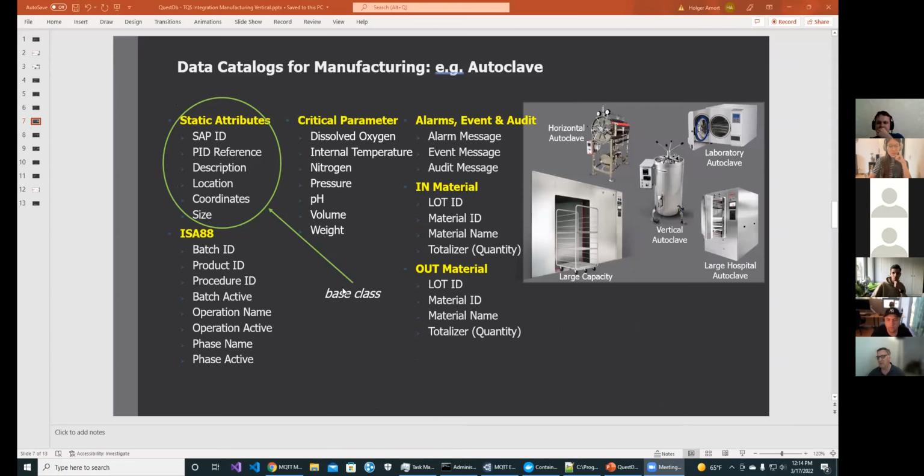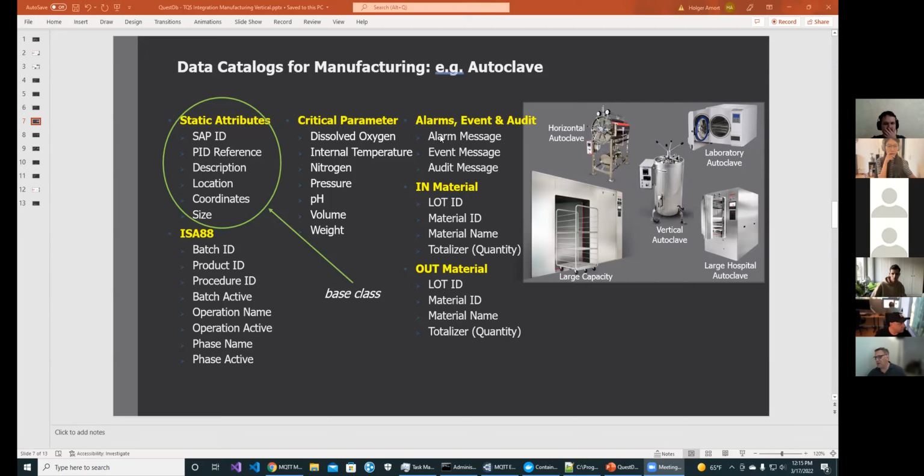Here's just to give you a flavor of how all of that looks. One piece of equipment in the plant, and you can see all the different metadata of the physical model: the SAP ID, which is like your enterprise resource planning tool, then where it's located, description, location, coordinates, and size, of course. And then you have your time model, also included in this metadata base. And then, of course, your time series data, which are the critical parameters like dissolved oxygen and internal temperature. This is for the autoclave, and so on and so on.